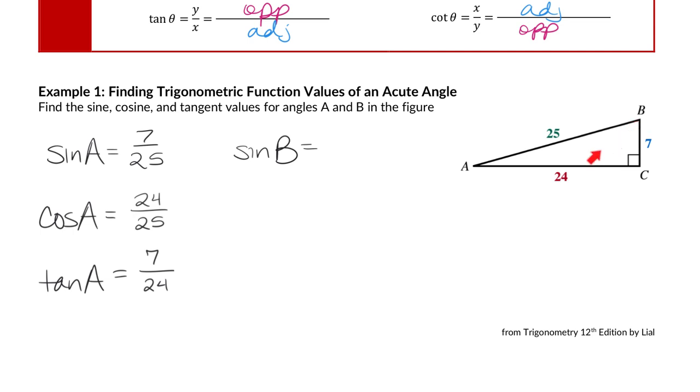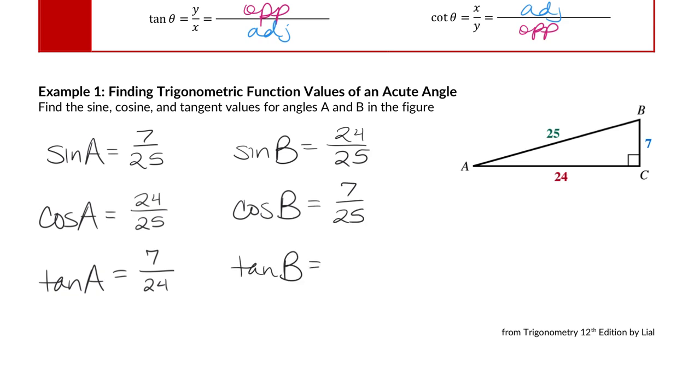What is now opposite of B? 24. And what is the hypotenuse? Well, that part didn't change. Still 25. The cosine of angle B would be the side adjacent to B, which is the side length of 7 over the hypotenuse, which is 25. And tangent of angle B, I'm taking the opposite, 24, over the adjacent, 7.